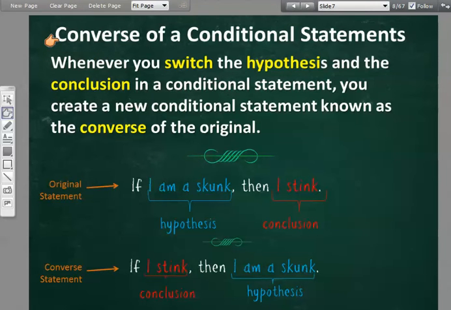Now we're going to talk about the converse of a conditional statement. Whenever you switch the hypothesis and the conclusion in a conditional statement, you create a new conditional statement known as the converse of the original. So here's the original that I just showed you in the previous example. It says, if I'm a skunk, then I stink. Here's the converse. Remember up here it says I'm going to switch the hypothesis and the conclusion. So that's going to look like this. If I stink, then I am a skunk. Okay?